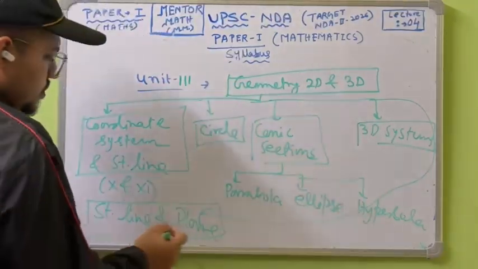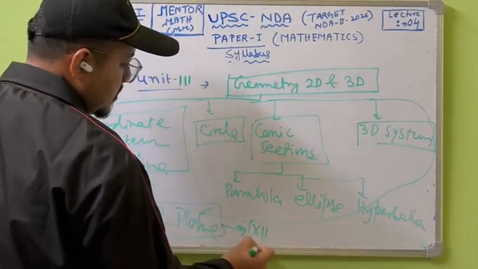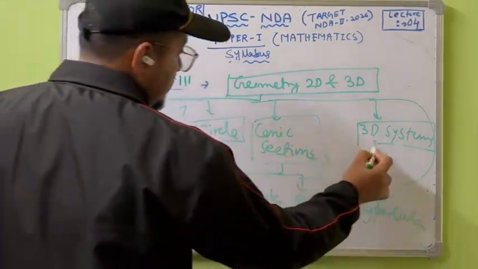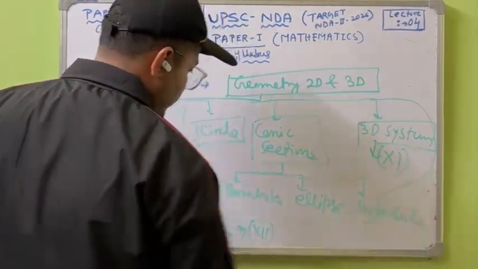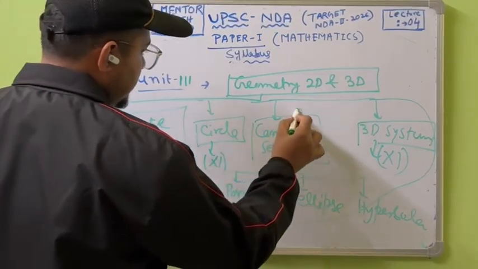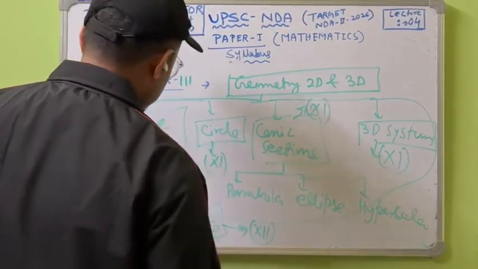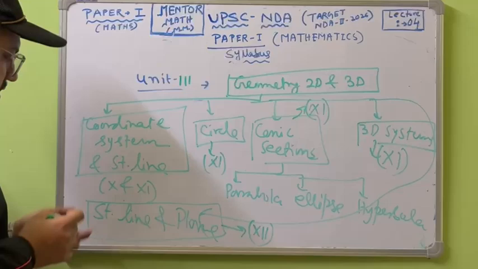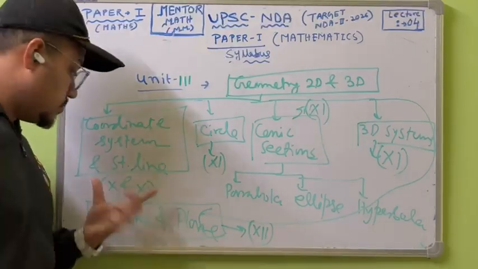Okay, so that you will study in your class 12, and this 3D system basic you already study in your class 11 also, and this part circle you also study in your class 11, conic section also you finish in your class 11, and this coordinate system and straight line also you finished in your 10th or 11th.